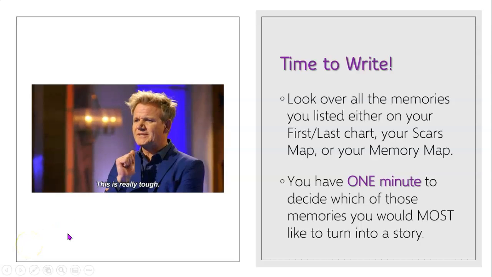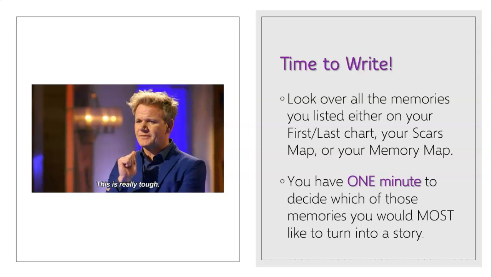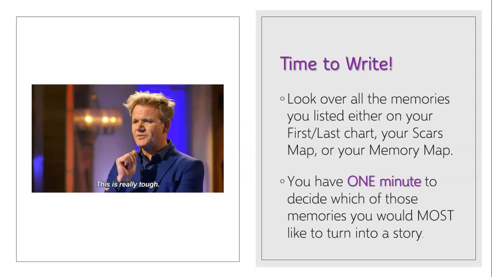So now it's time to write, which means you have a decision to make. Look over all the memories that you've listed either on your first-last chart, your SCARS map, or your memory map. You have 1 minute, although you can pause the video if you need longer, to decide which of those memories you would most like to turn into a story. So you're going to look at all three pre-writings we did last week and decide, this is the story that I could fill in a plot map for and turn into a personal narrative with a beginning, middle, and an end. Pause the video if you need time to think. Unpause it when you're ready.